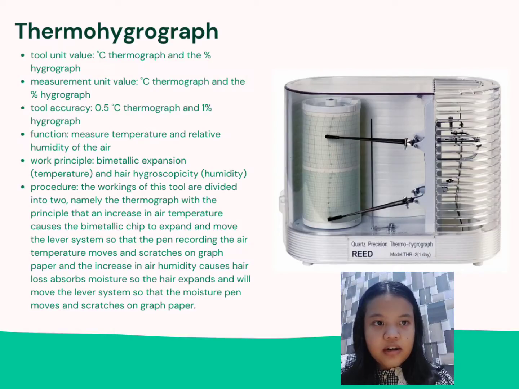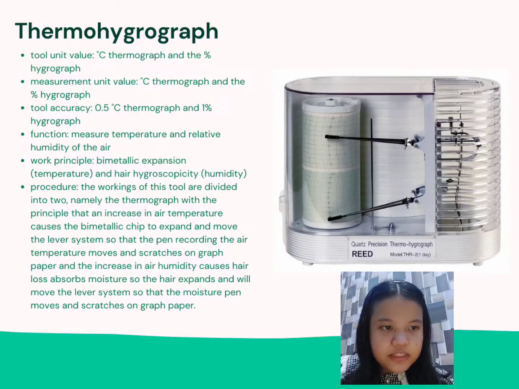The unit value are degrees Celsius for the thermograph and percent for the hygrograph. Measurement unit value are degrees Celsius for the thermograph and percent for the hygrograph. Tool accuracy are 0.5 degrees Celsius for the thermograph and 1% for the hygrograph. Function is to measure temperature and relative humidity of the air. Work principle are the metallic expansion and hair hygroscopicity.